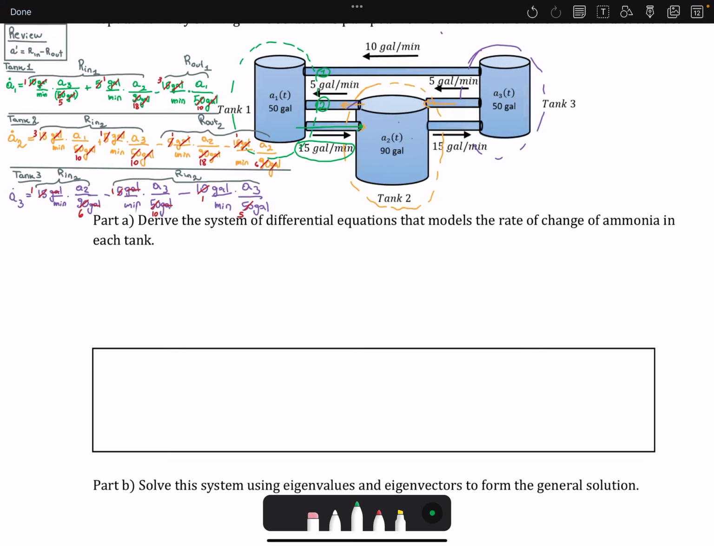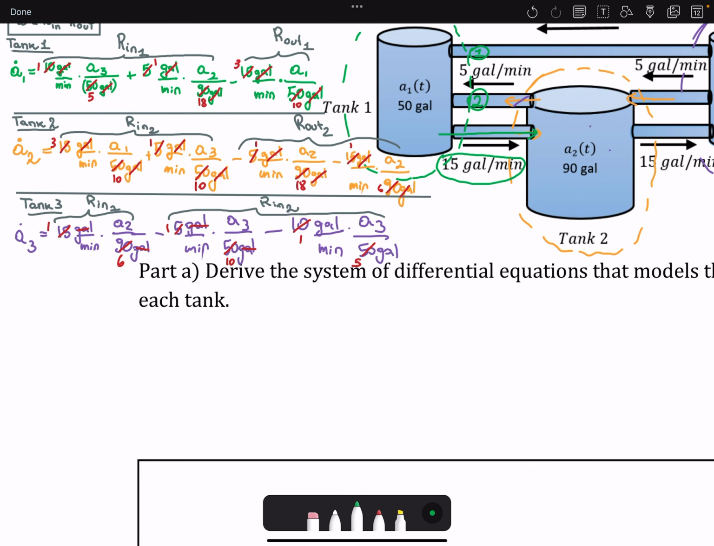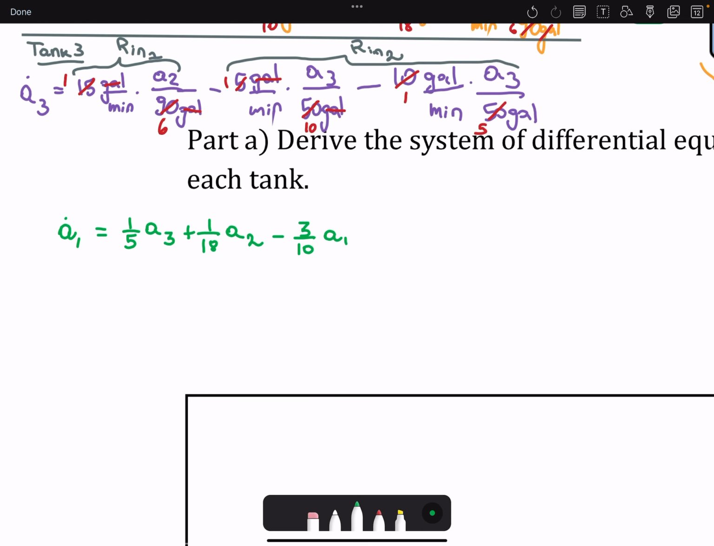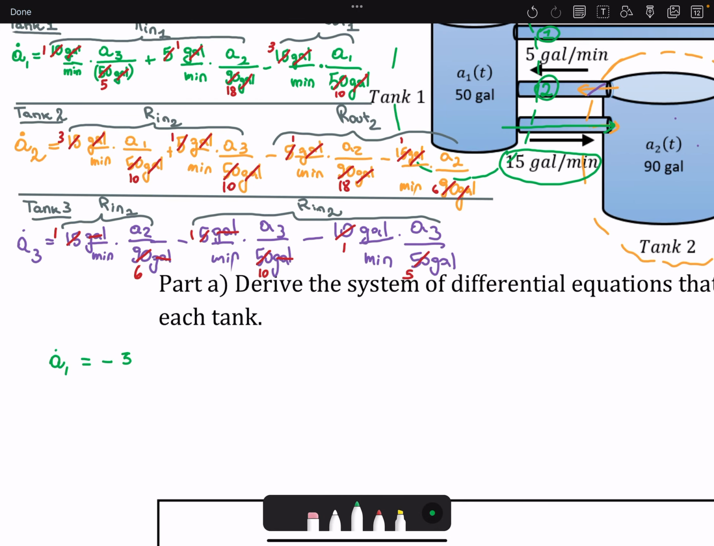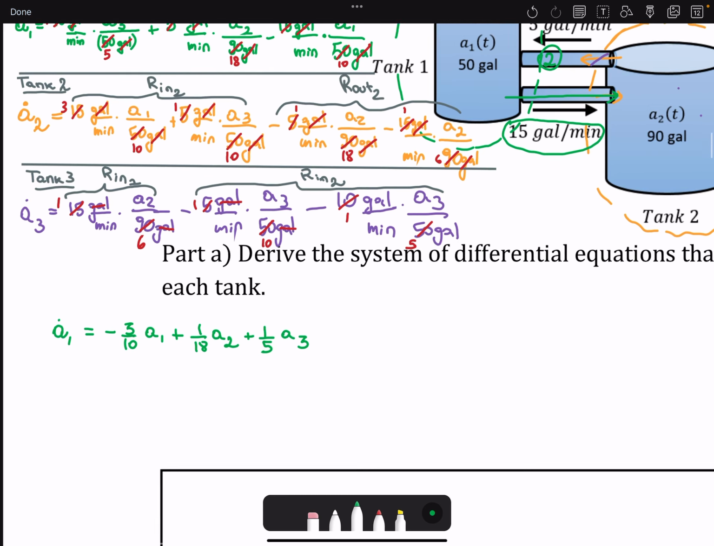So I'll keep the colors. First let me write it neatly here. A sub 1 prime is equal to 1/5 times A sub 3 plus 1 over 18 times A sub 2 minus 3 over 10 times A sub 1. And then, why don't we write it in order? So A sub 1 first, A sub 2, and then A sub 3. Okay, so starting from A sub 1, we have minus 3 over 10. And I got to be careful here, not make any sign mistakes. Plus 1 over 18, A sub 2. Plus 1 over 5, A sub 3.